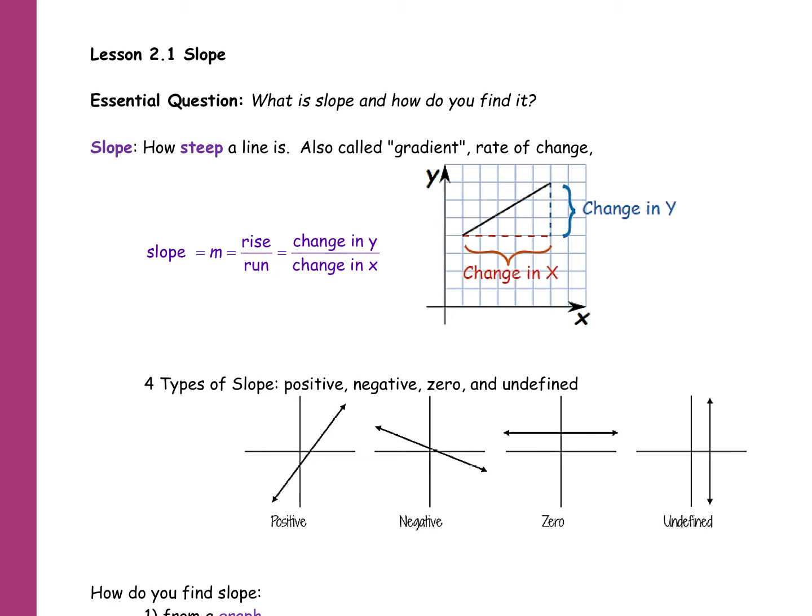So rise is this way, right? Run is this way. So like you rise in a hot air balloon, you run on the ground. Think about that. Rise, run. Does that help? Okay. Change, and then this says change in Y and change in X.